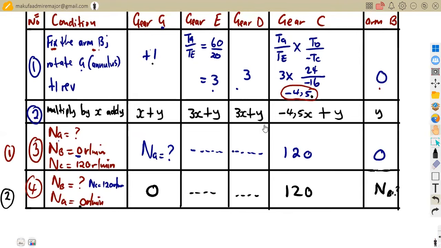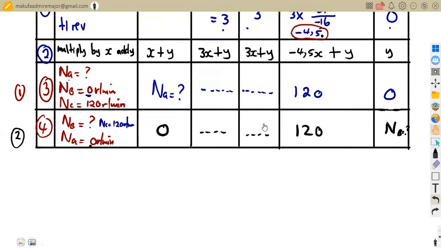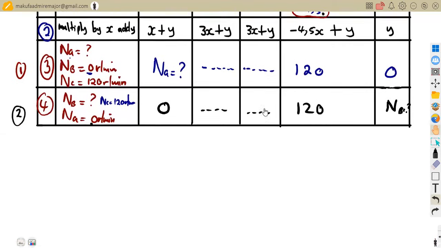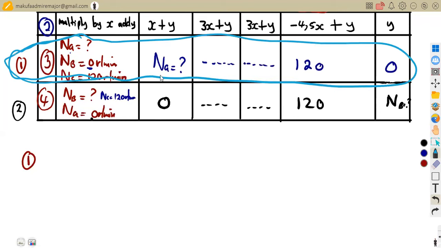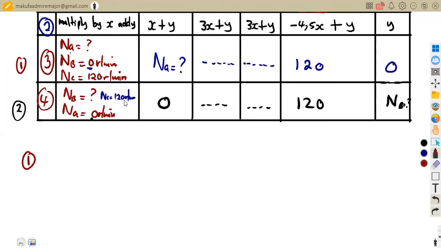So to answer the first question, what we are going to do is to equate to the first question. This is the information about the first question, so you equate to this information. On the first question, we are supposed to calculate NG. We do not know NG.